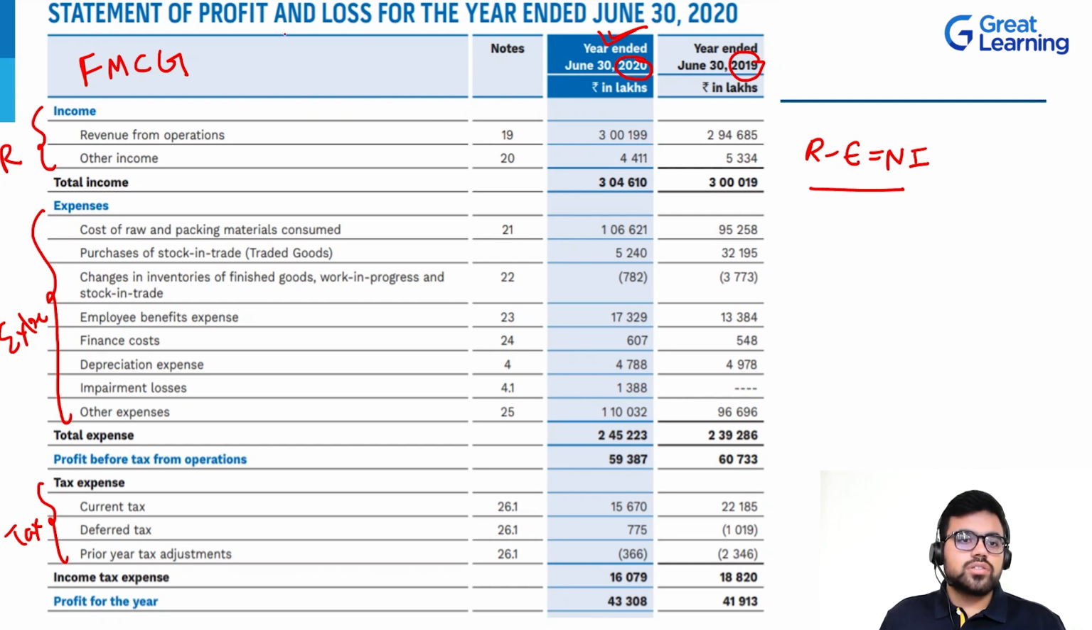So let's look at the sections of the profit and loss statement. The first one is the revenue. Revenue has two parts: revenue from operations, which is the day-to-day activities that the company is doing, the primary objective. The second one is other income. Other income can be the investments that the company is making in land, or renting out spaces, or investing in, let's say, mutual funds or different companies. The total combination of these two would be the total income, that is 3,04,610 lakhs.